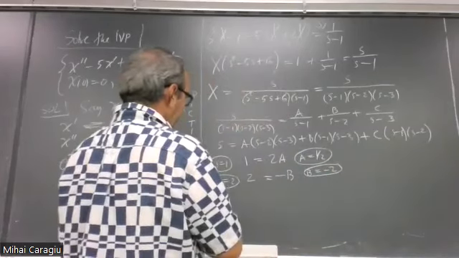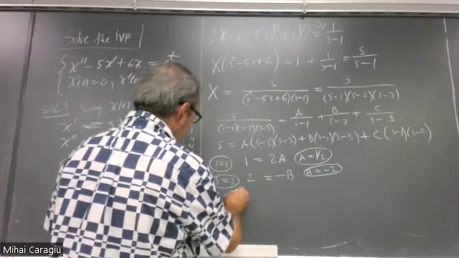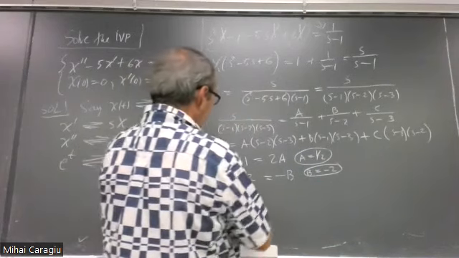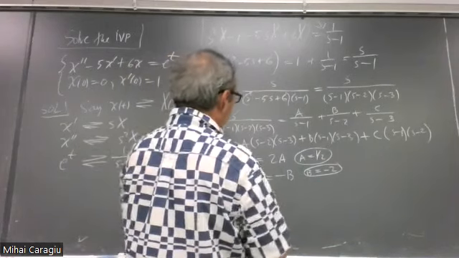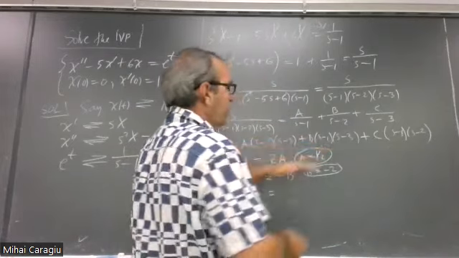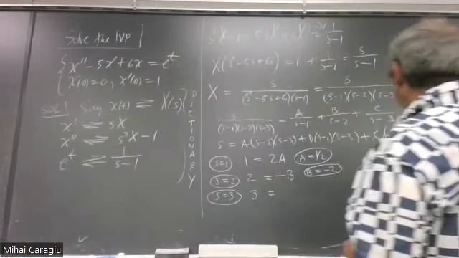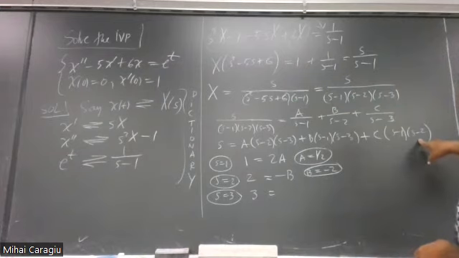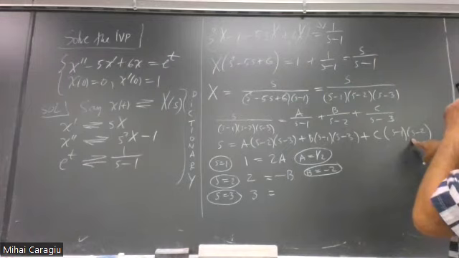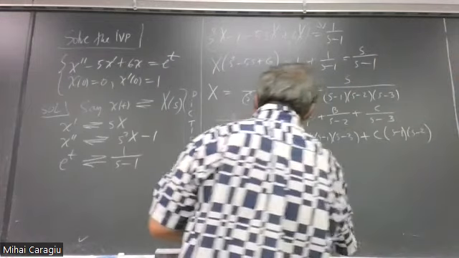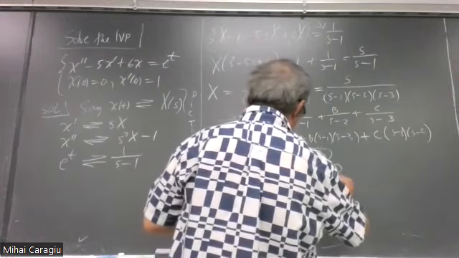Okay. And finally, we replace s equals 3. On the left, we get a 3. On the right, the first is 0, the second is 0. Only this one still stands: C times (3 minus 1)(3 minus 2). 3 minus 1 is 2, 3 minus 2 is 1. So 2C. So C equals 3 halves.